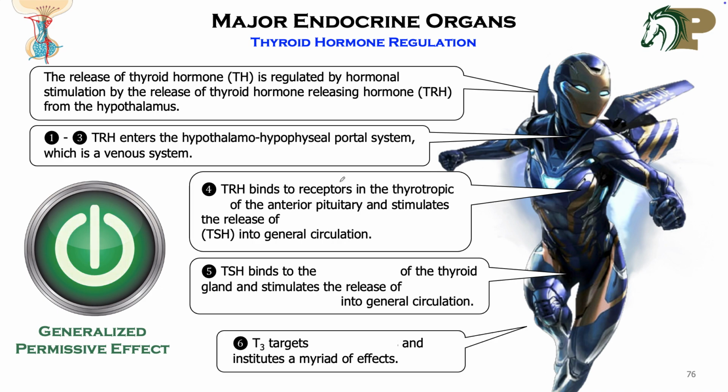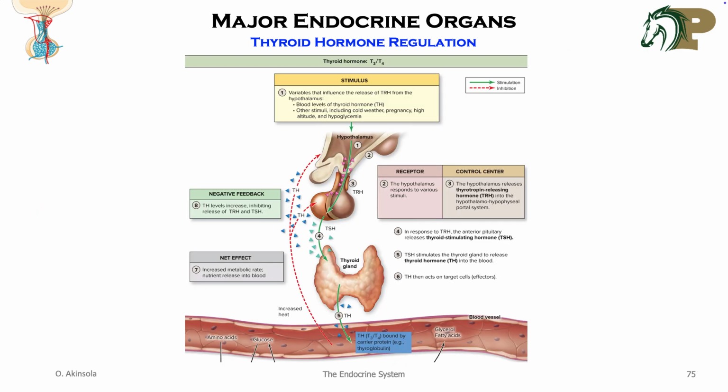TRH will bind to the receptors in the thyrotropic cells of the anterior pituitary and stimulate the release of thyroid stimulating hormone, or TSH, into general circulation. And that is what we see here in number 4, the release of TSH from the anterior pituitary, which will make its way down like so.